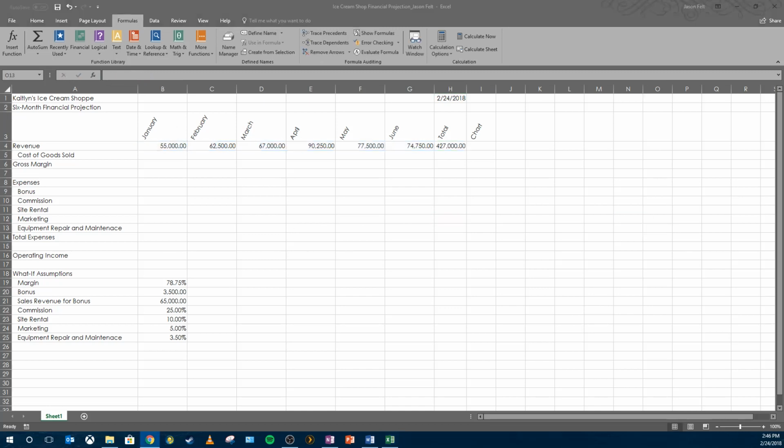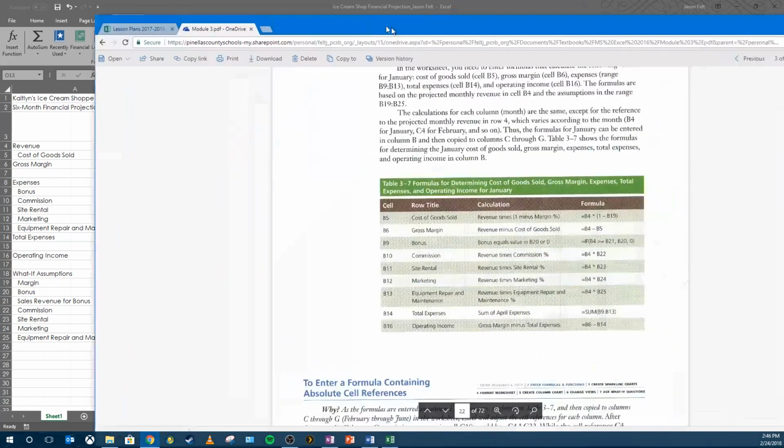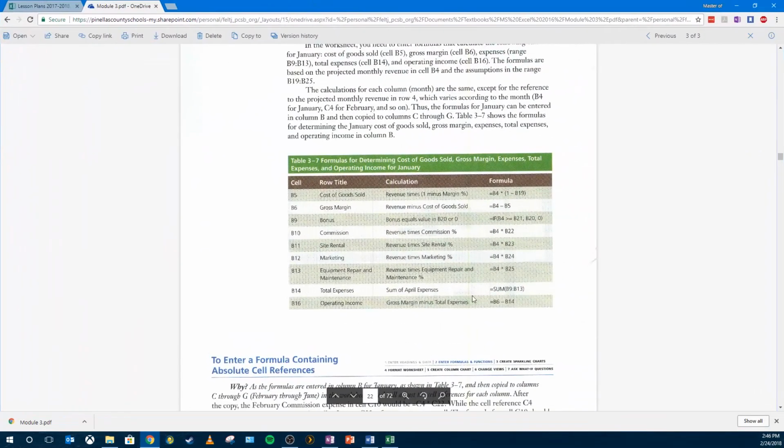Okay, so let's go ahead and start applying this then. There are going to be specific formulas that you're going to be able to do. If you're using the book, you'll see it on page Excel 134. But for you all, you'll see it here.